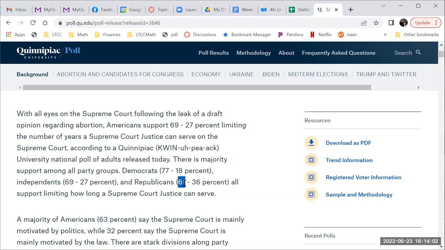What does it mean, 77-18%? Oh, that 77% supported it, and 18% were against it. Oh, okay, gotcha. And that means probably 5% were neutral. Okay, and similarly, 61% of the Republicans were for it, 36% were against it, and that would be around 3% were probably neutral. Does that make sense? Yeah.